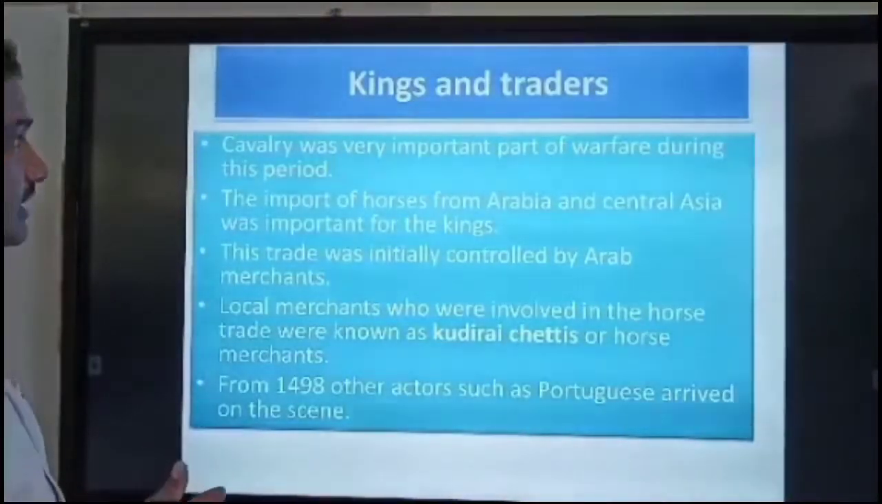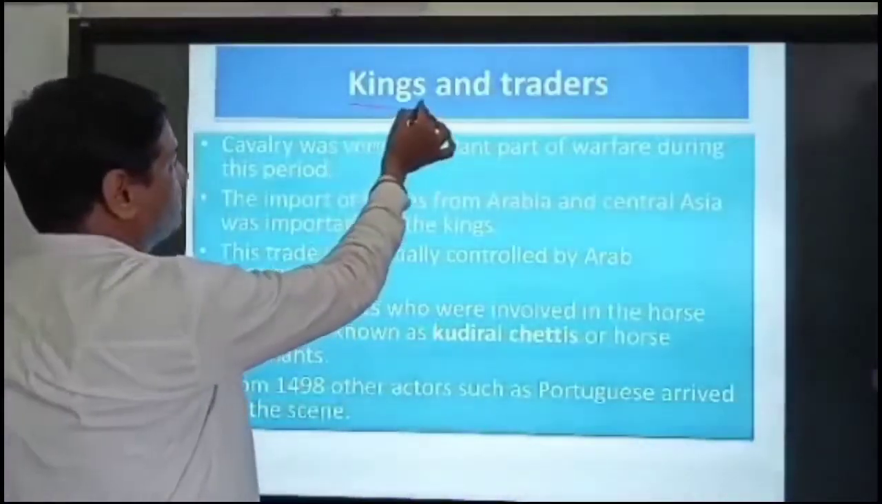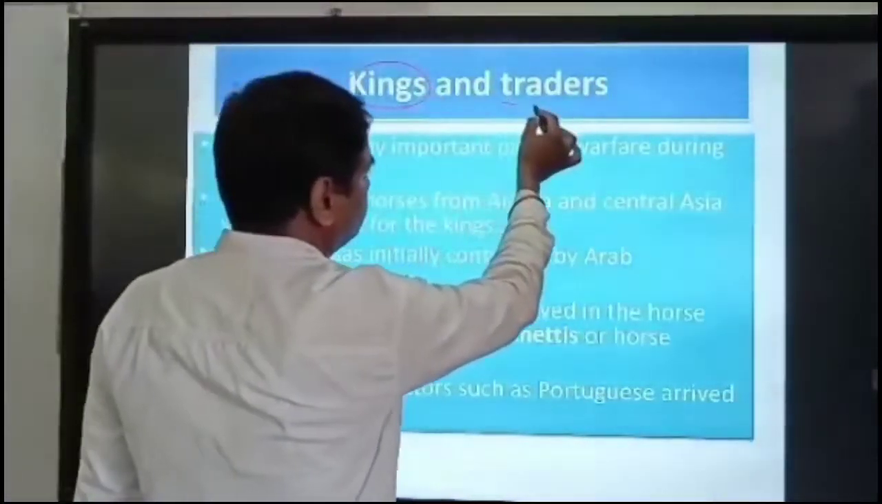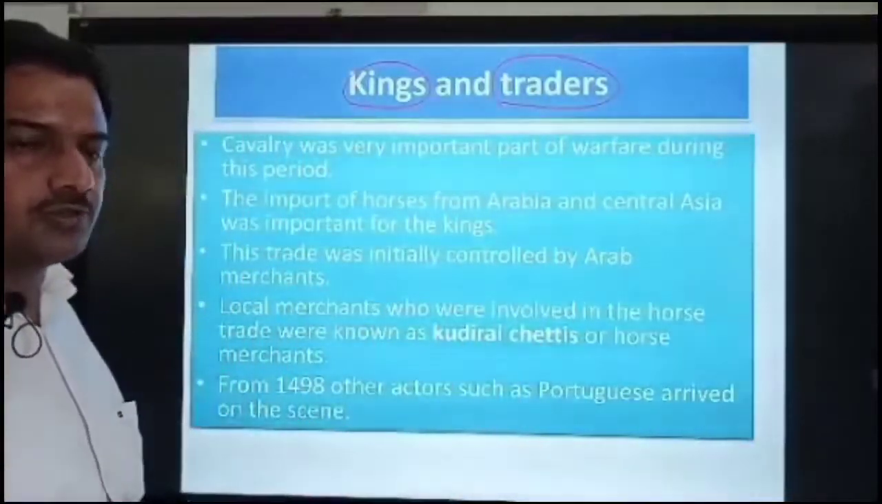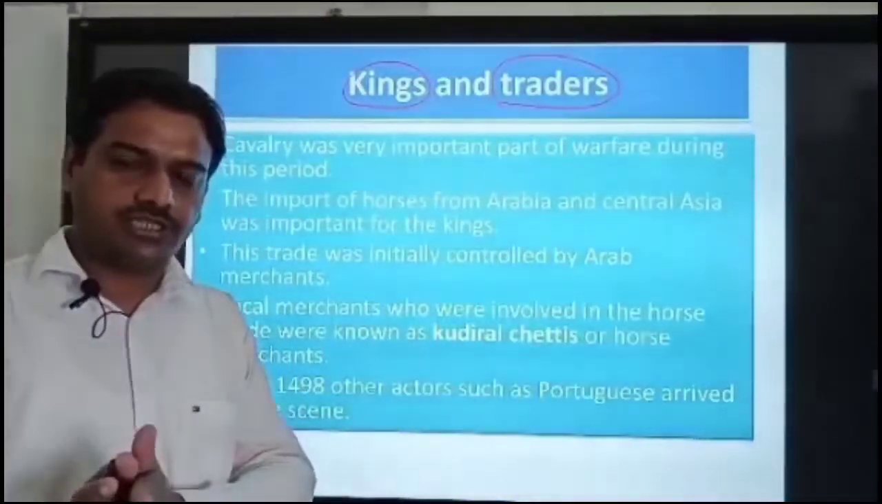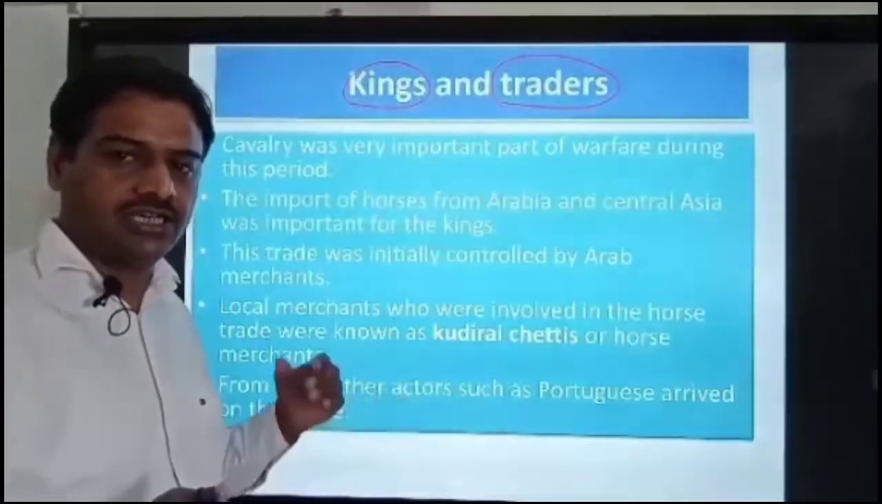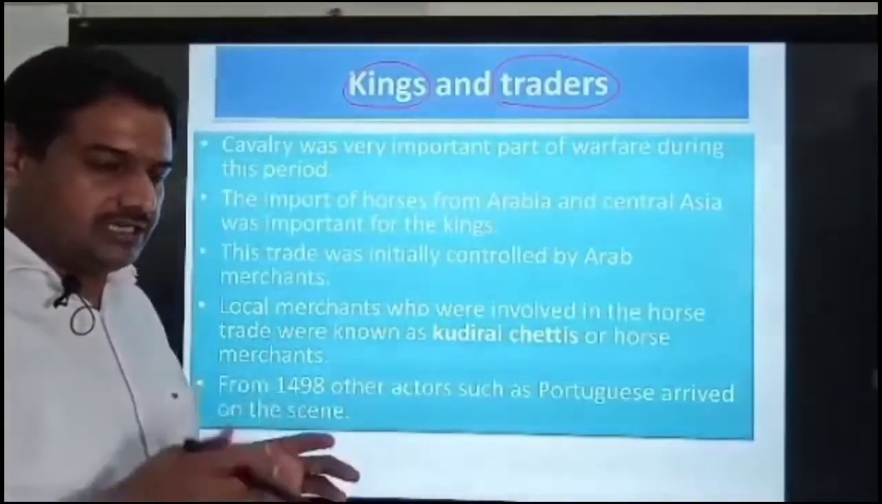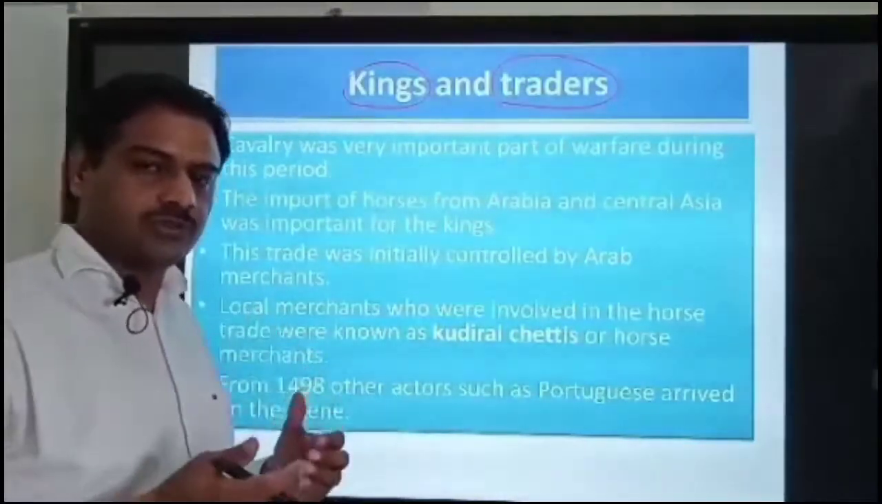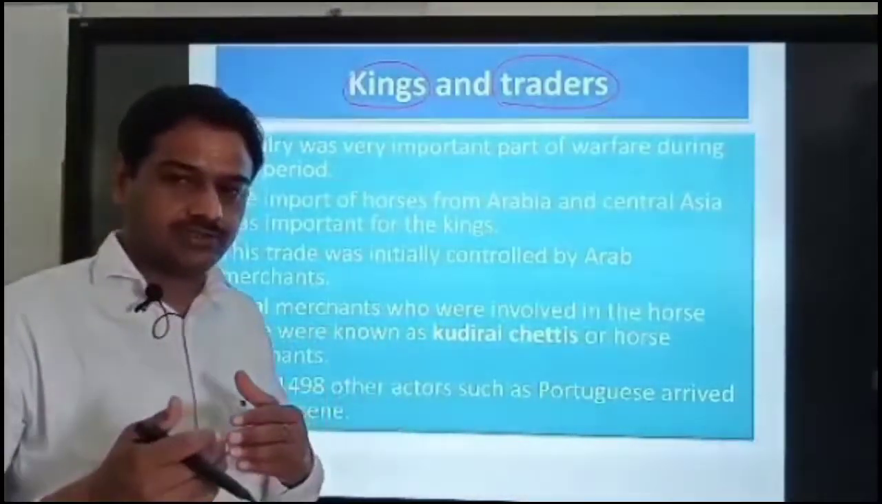Now, kings and traders. We will read about the kings of Vijayanagara, how trade used to be important, and who were the traders. I told you that a lot of trade used to take place from South India to the European countries and the Arabian Peninsula. So trade was an important factor, and that factor led to conflict between different sultans and the kingdom of Vijayanagara.